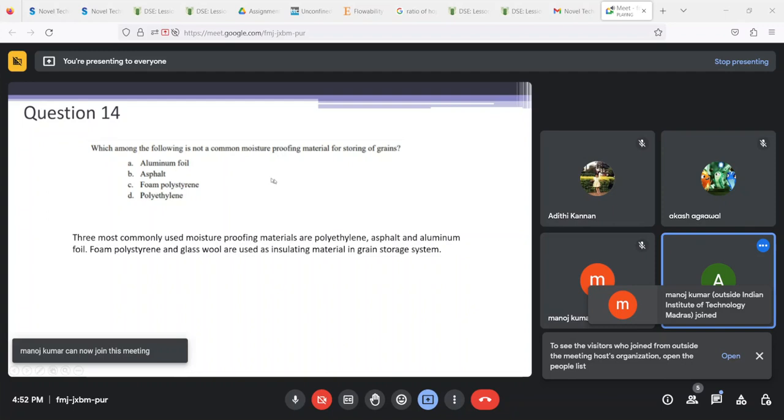Whereas foam polystyrene is more of an insulation material, that is to prevent any fluctuations in temperature. That is why foam polystyrene or glass wool is added. So these two do not work as a moisture proofing material, they work as an insulating material in the storage system. Whereas the rest three, the aluminum foil, asphalt, and polyethylene, are used as moisture proofing material in storage bins. The answer is option C. Based on the kind of bins we are looking at, the thickness of the proofing material that you give will also change.